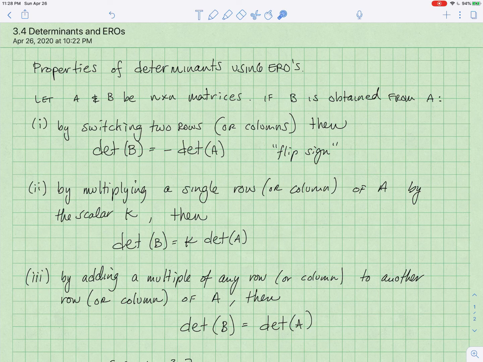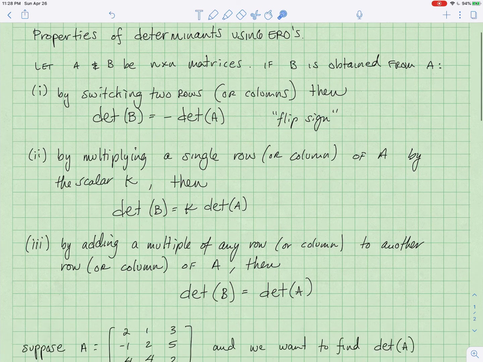And the first one is, if you switch any two rows in A to get B, or columns, then the determinant sign flips. It goes from negative to being positive or vice versa. That is to say, if you switch two rows, flip a sign.